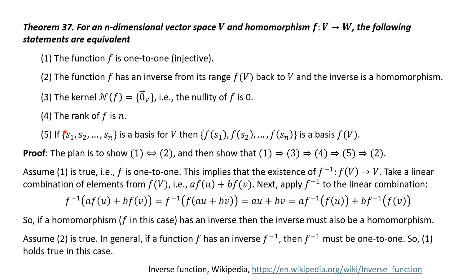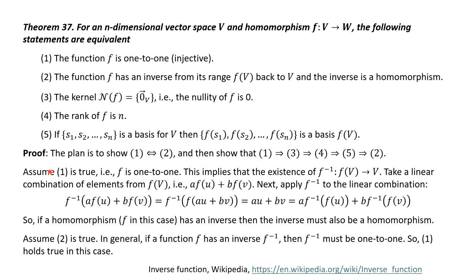And then if we have a basis for V, then the mapping of the basis under F is a basis for F of V. So the plan to prove this is we're going to show 1 and 2 are equivalent, and then we'll show that 1 implies 3, 3 implies 4, 4 implies 5, 5 implies 2, and then these two together will give us a loop linking all these together as being equivalent.